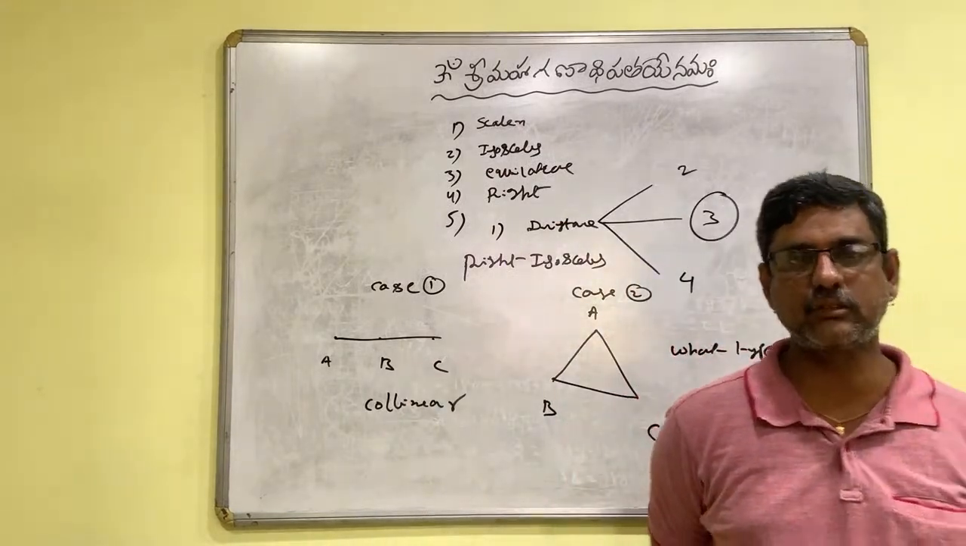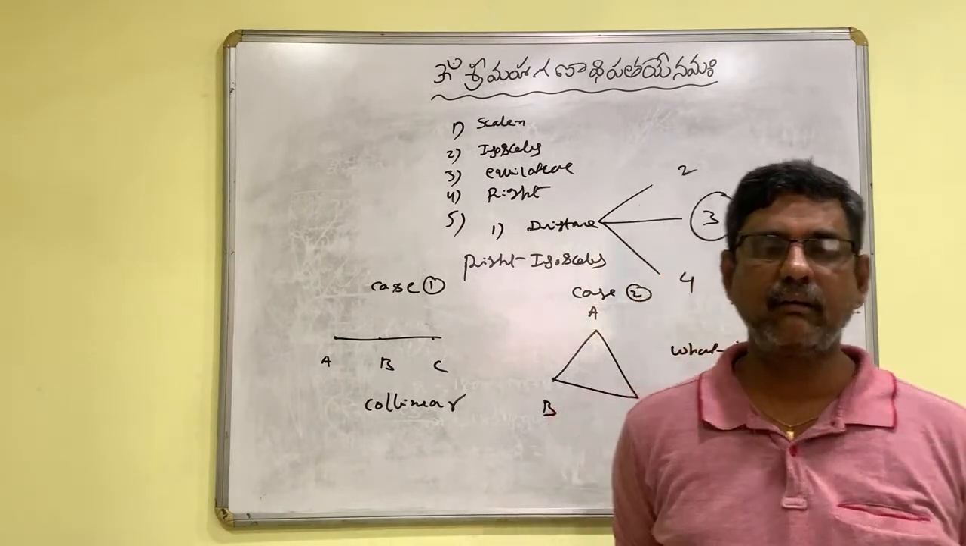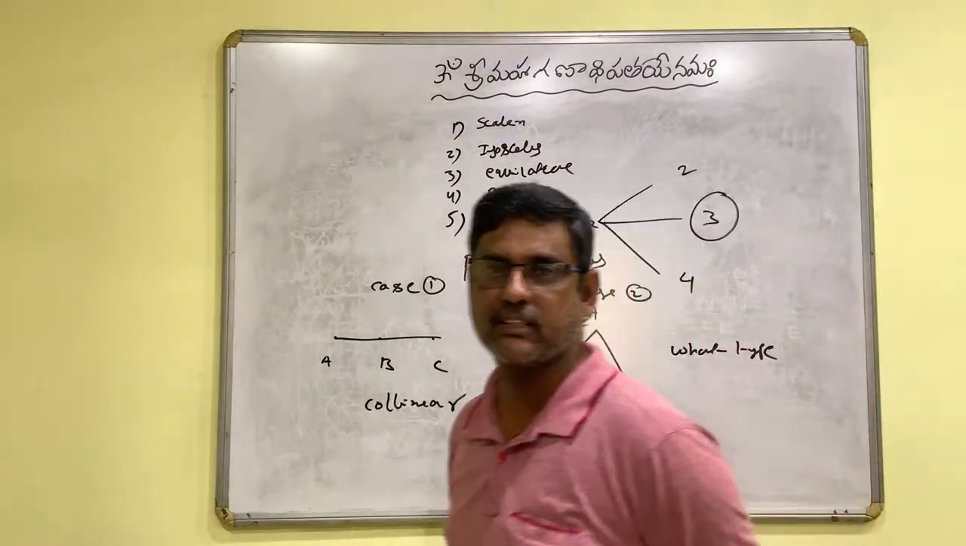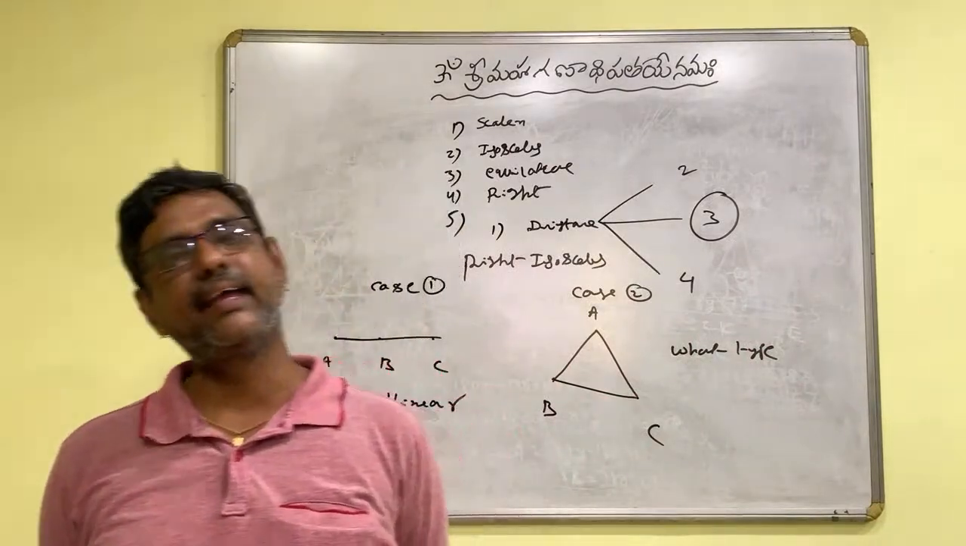Second one, isosceles. If 2 sides of the triangle are equal, it is called an isosceles triangle. If all the 3 sides are equal, it is an equilateral triangle.